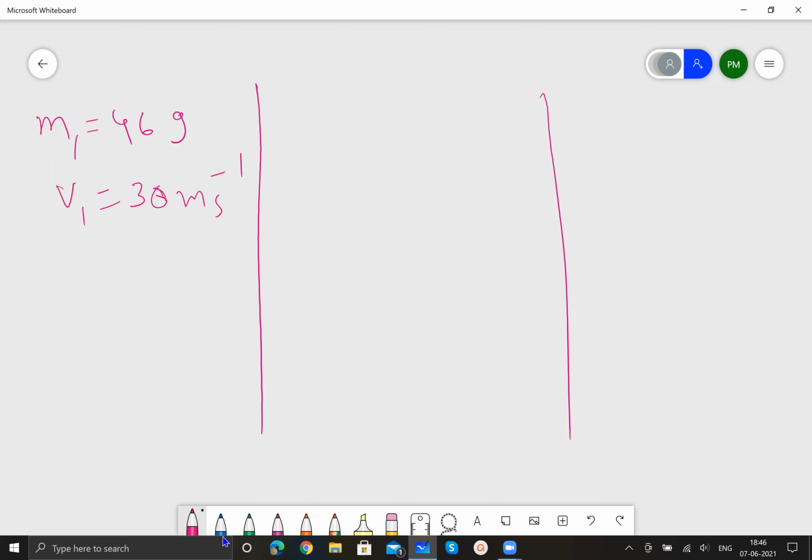A 46 grams golf ball with a velocity of 30 meters second inverse. Second one, electron. What is the mass? 9 into 10 to the power of minus 31 kilograms, moving with a velocity of 10 to the power of 7 meters second inverse.